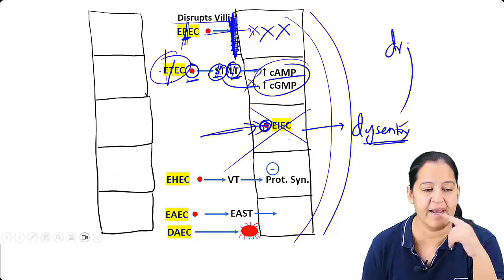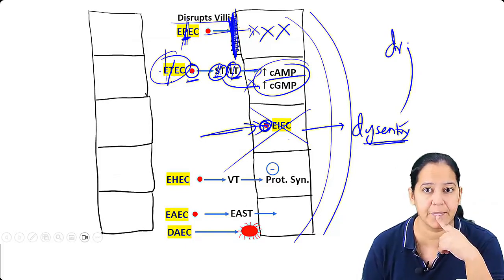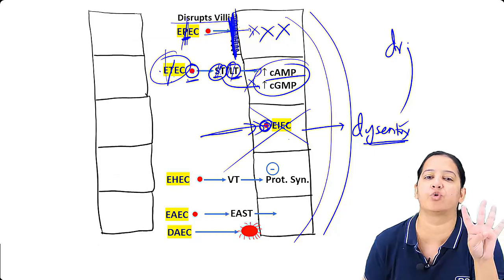So you can understand that, है ना? This causes dysentery, ये याद करना है आपको. ठीक है? That is enteroinvasive. Coming on the fourth one. Can I come on the fourth one?